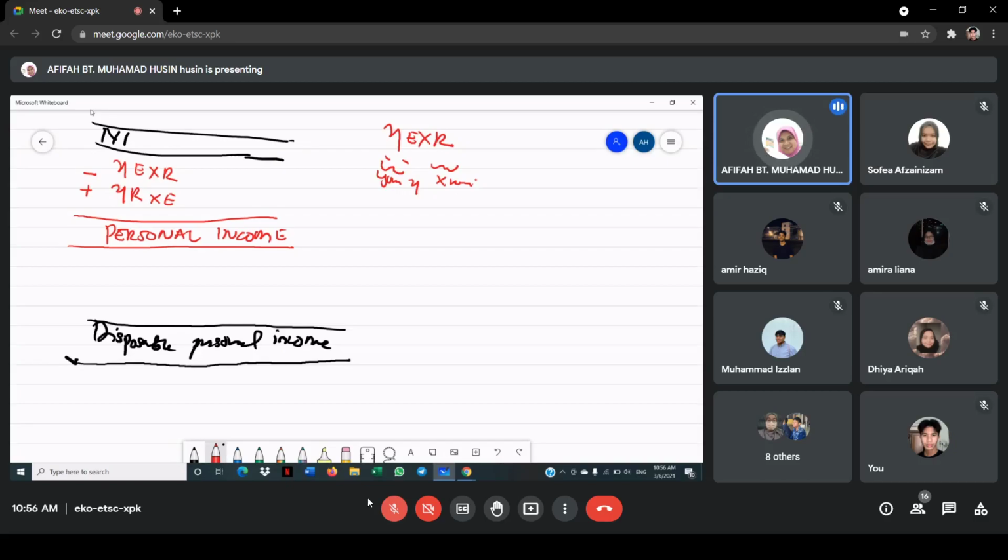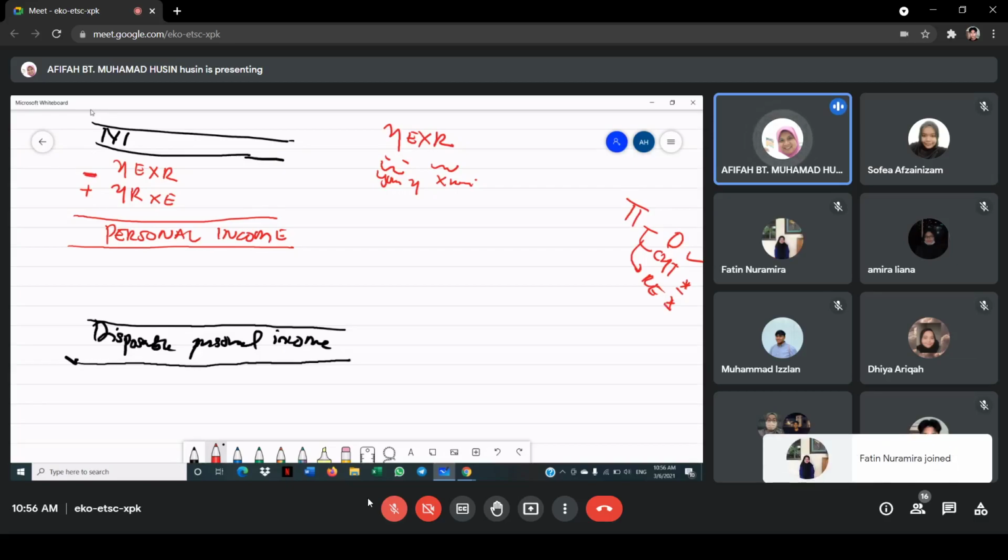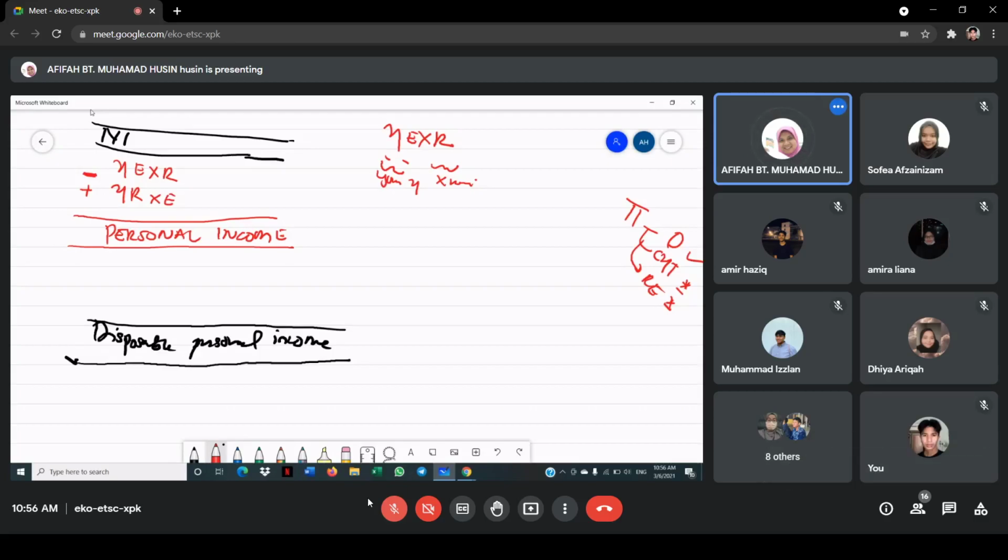So just remember, the profit earlier we divided into three: dividend, corporate income tax, as well as retained earnings. These two you do not receive. This one, dividend, you receive as a shareholder, isn't it? So it's okay. When you do not receive, you have to minus it. Minus income earned but not received. Any question, class?